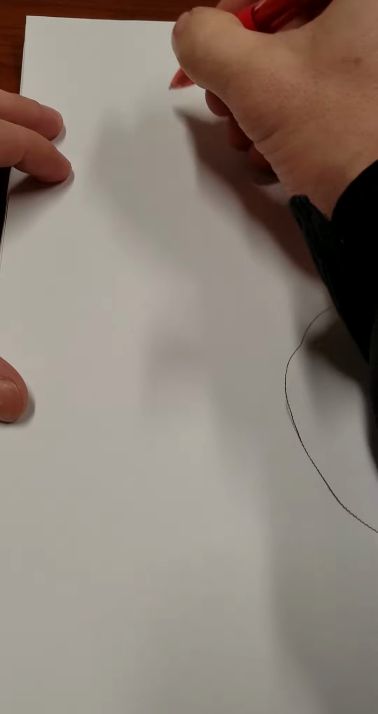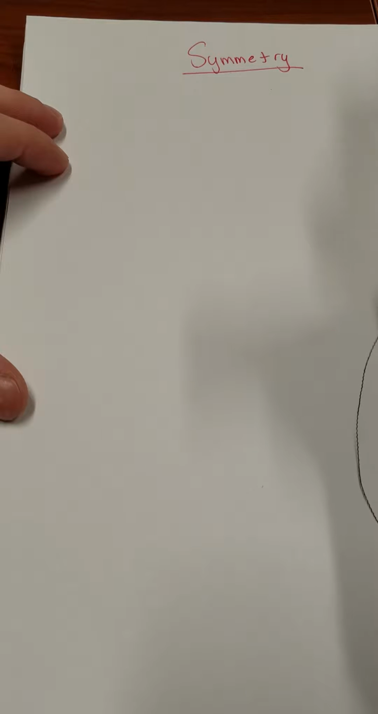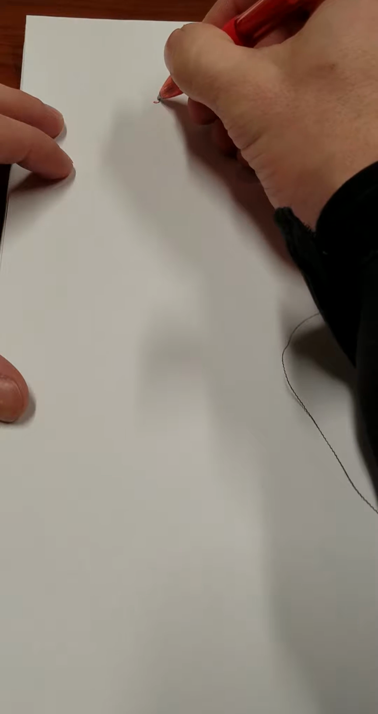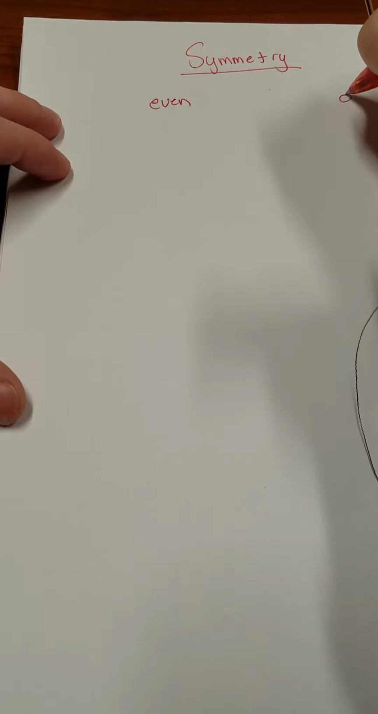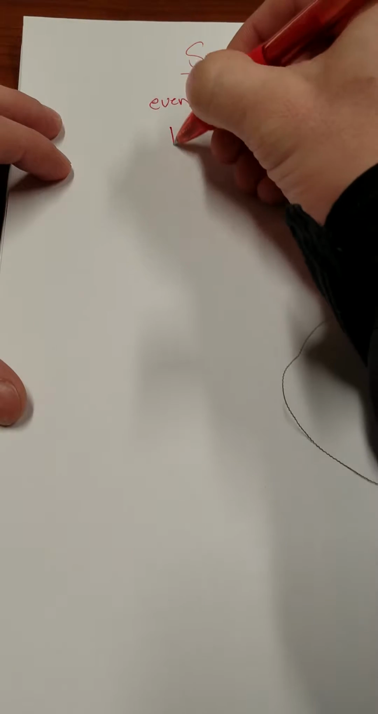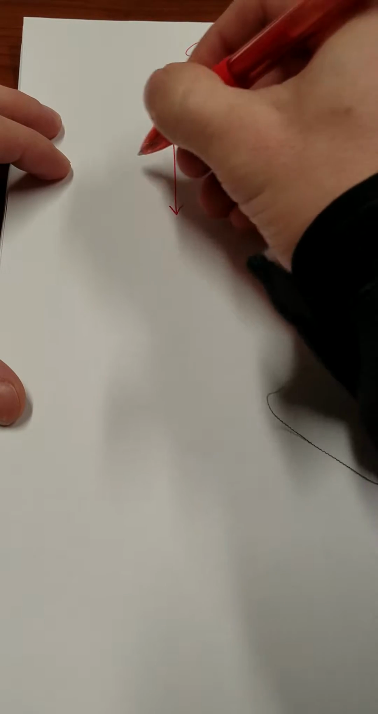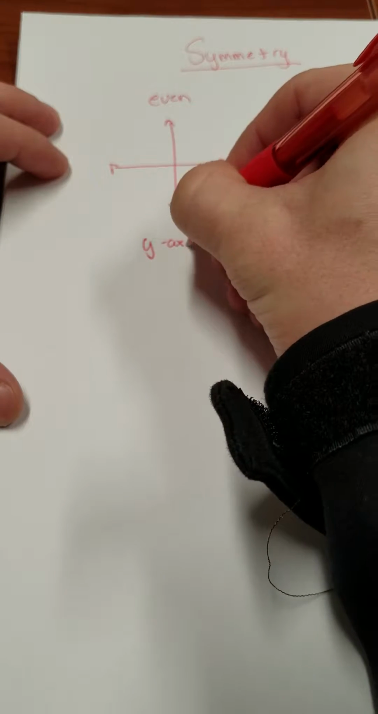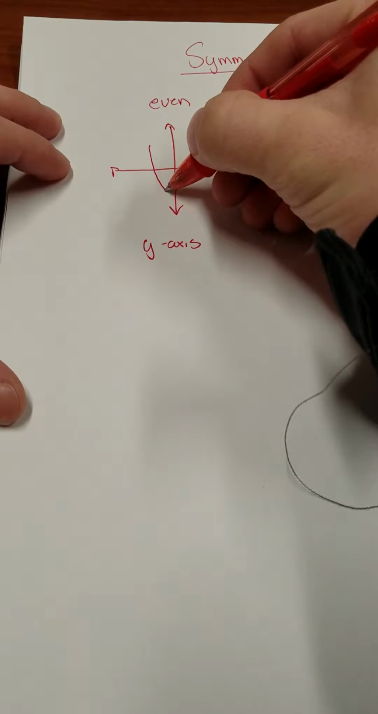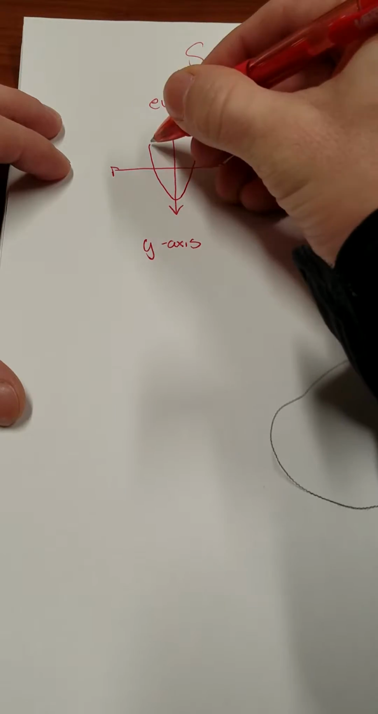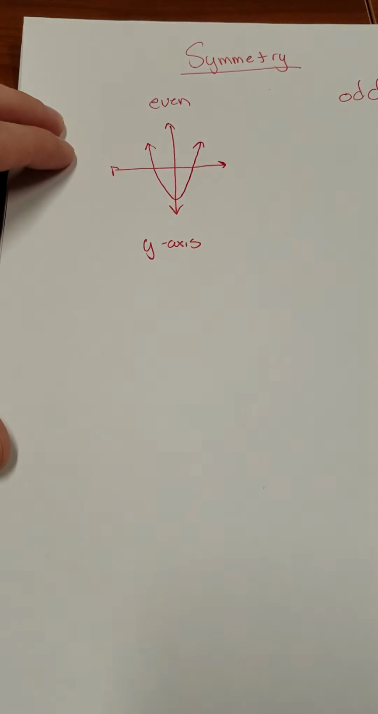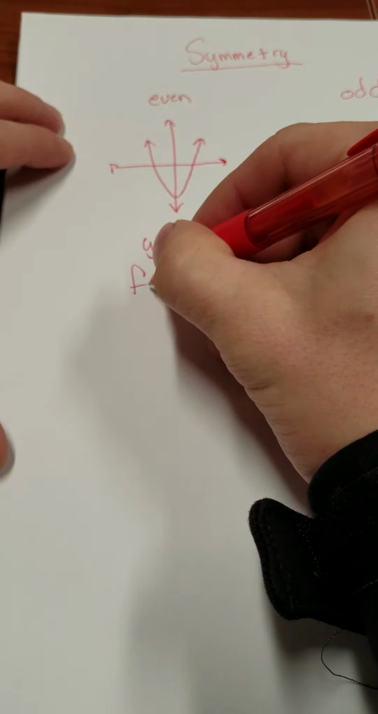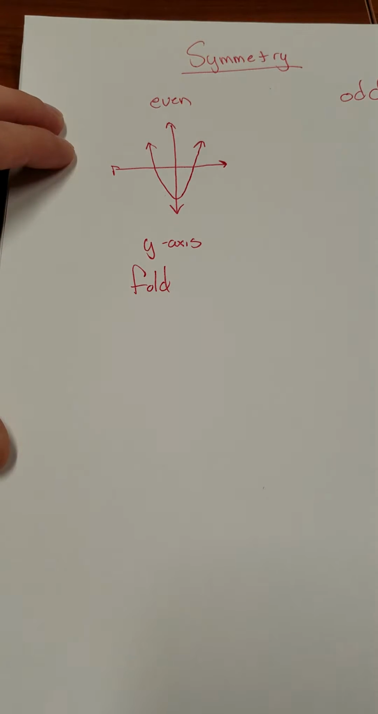All right, this video is on symmetry of graphs. There are two different types of symmetry when we're talking about a graph. It's either even symmetry or it's odd symmetry. If it is even, it has y-axis symmetry. Okay, so that means I can take it and I can fold it across the y-axis and it matches up. So this is a folding symmetry.